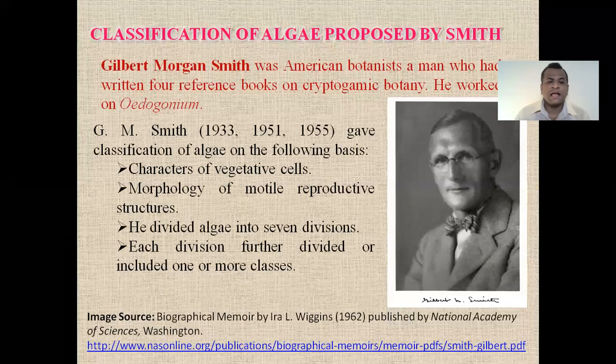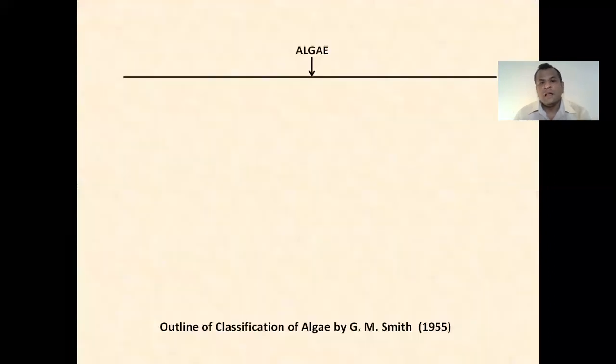G.M. Smith gave the classification of algae based on two main characters. Number one is the character of the vegetative cell, and another is the morphology of the motile reproductive structure. On the basis of these two characters, he divided algae into 7 divisions, and each division further includes one or more classes. Let us know about the general outline of his classification. I will show you with the help of this diagram.